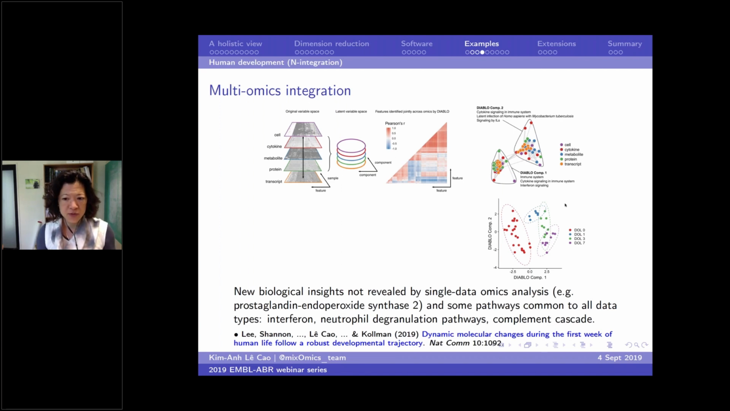DIABLO is a supervised method, so you can see this is a sample plot. This time we're looking at the samples, and you can see that we see a difference between day 0, day 1, day 3, and day 7.